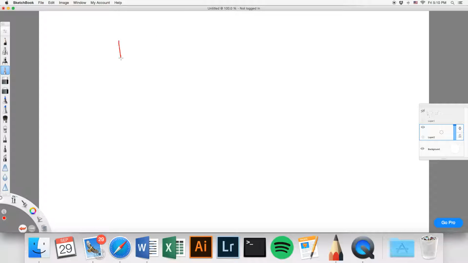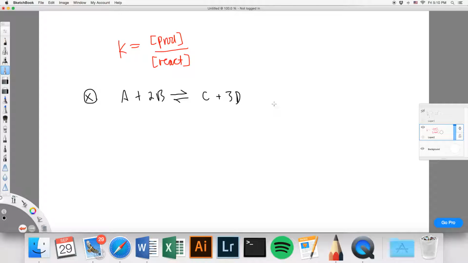Okay, so let's put another one here. And did you also remember, just from reading chapter 14, that K is equal to products over reactants? Right? So let's have a couple reactions here. I'm going to say reaction X will be A plus 2B in equilibrium with C plus 3D, making this up as I go. K, the equilibrium constant for this reaction, is going to be products over reactants, right? So it's the concentration of D raised to the 3, concentration of C, over concentration of A, concentration of B squared, right?